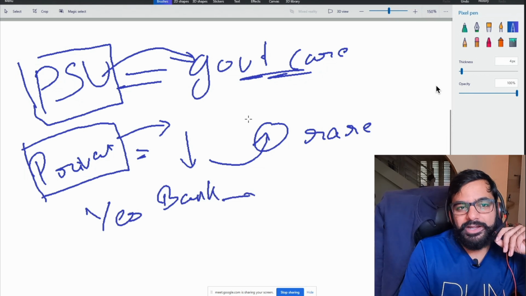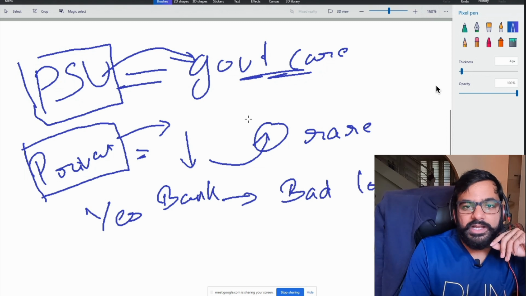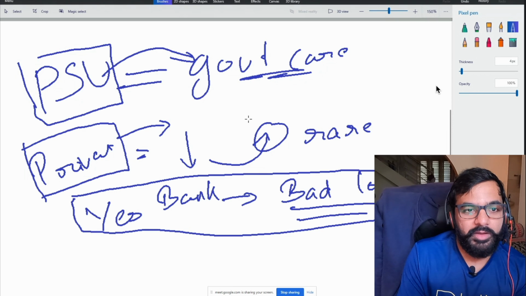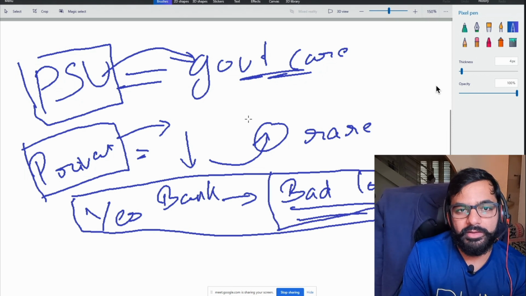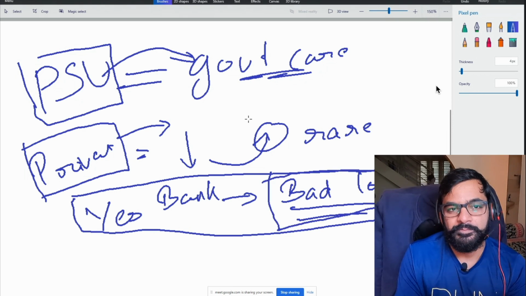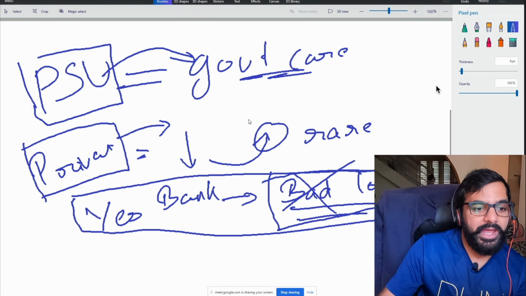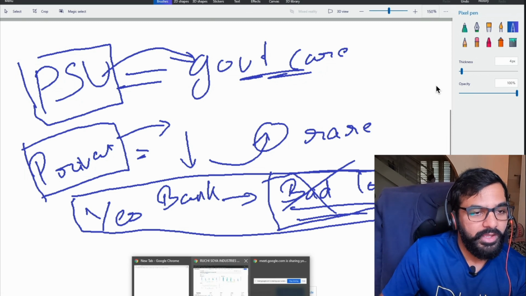they have a lot of bad loans. We can discuss bad loans for a day. I think Akshay knows a lot about banking. So Yes Bank was a bad loan stock. Now what are bad loans? Why were they waived? All these things you can discuss. But if you see Yes Bank, we'll go to this again.